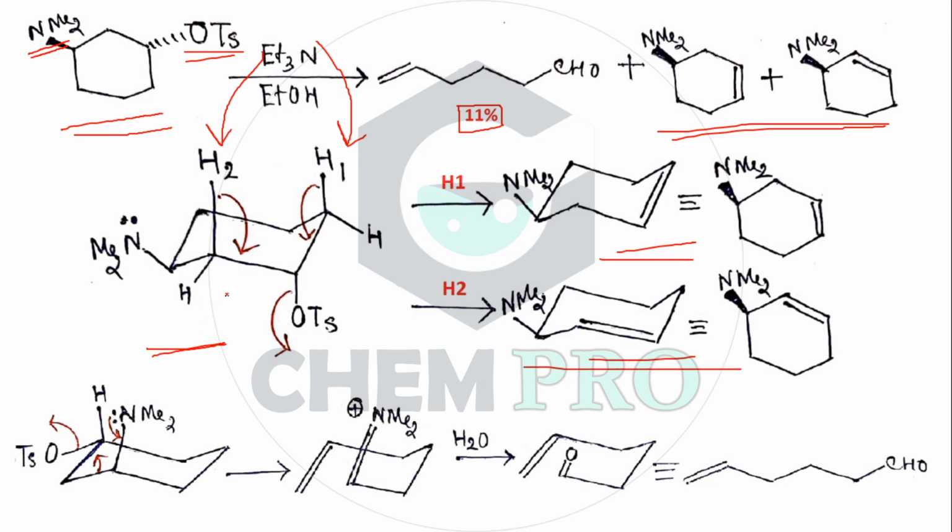But this conformation sometimes converts to this conformation also. Sometimes it is in this conformation, that is 11% of the time. So when this conformation converts to this conformation, we can get the fragmentation product according to this mechanism. Okay.